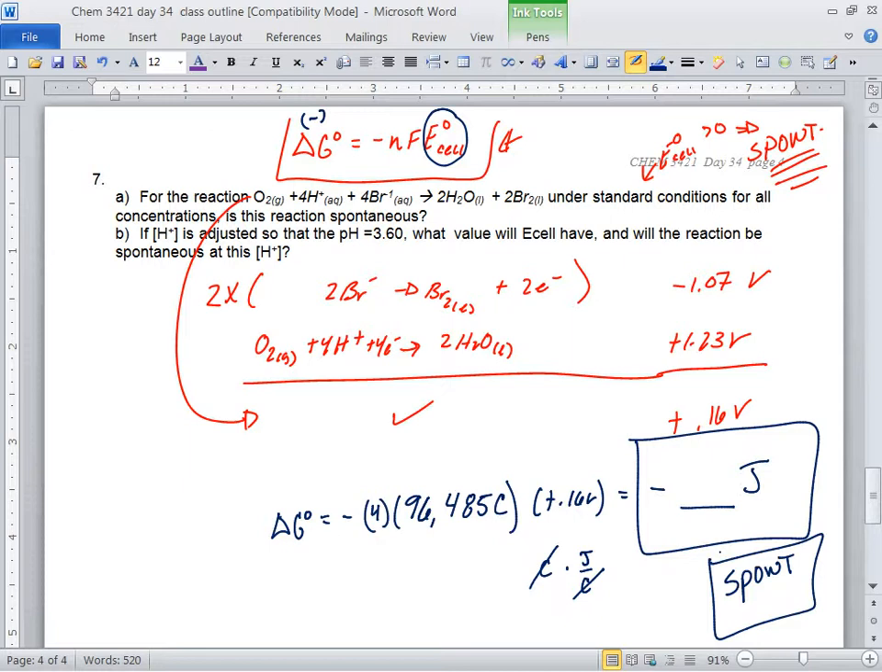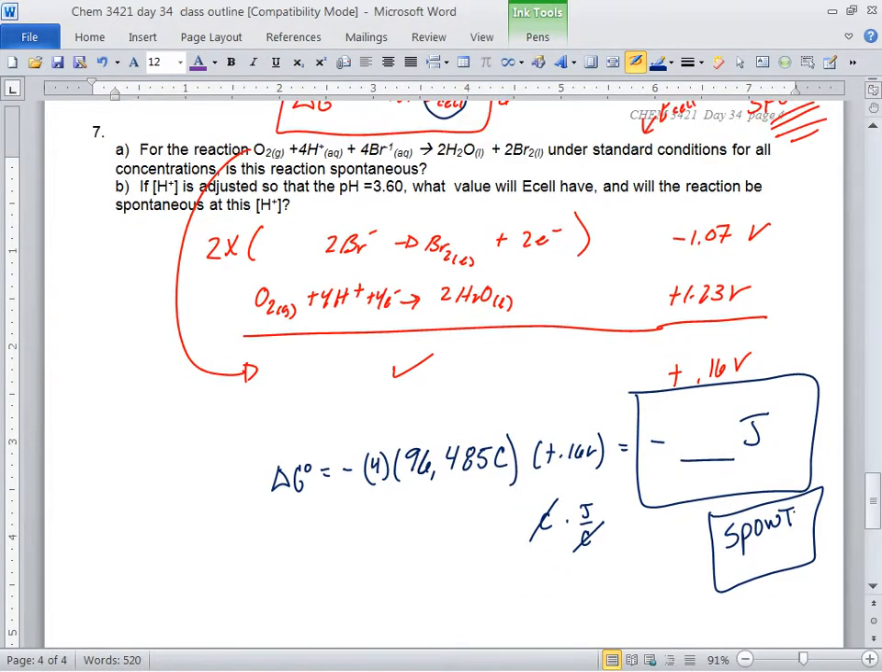So, okay, that's part A. Part B is, hey, before we go to do part B. Yes, Kelly? Because delta G is negative. That's how spontaneity is defined. All right, because of that negative sign. What's the final answer? Did you get a final answer?